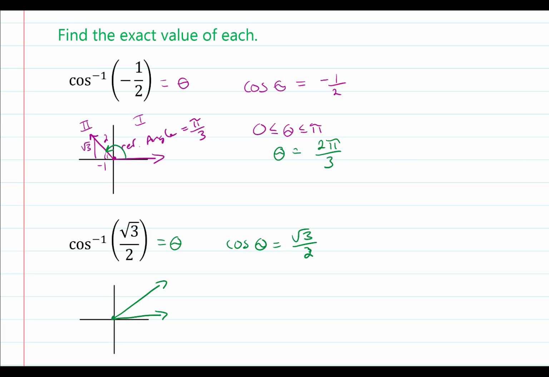I will go ahead and draw myself a quick picture in case you are not using a unit circle. The adjacent side will be square root of 3. The hypotenuse is 2, which means the opposite side is going to be a value of 1. This means this angle is going to be pi over 6. And there's your answer. So inverse cosine of square root of 3 over 2 is equal to pi over 6.